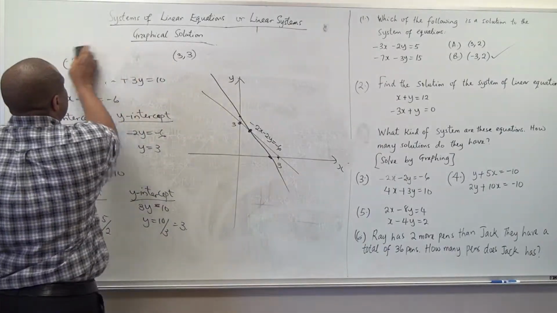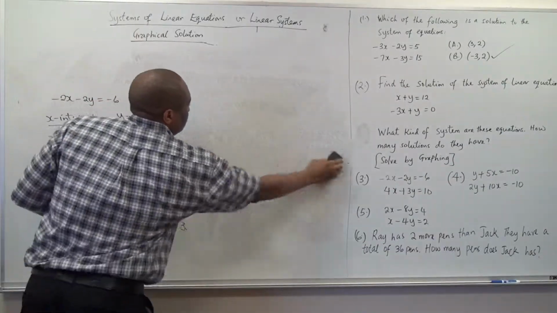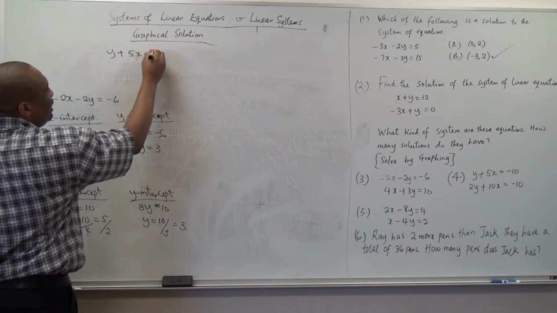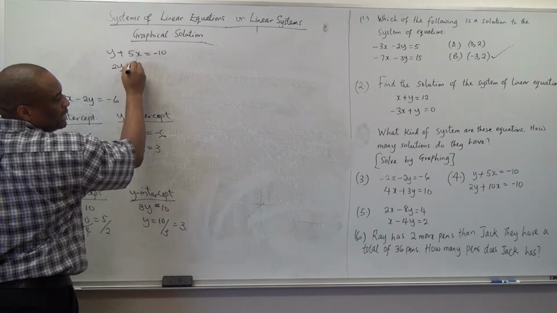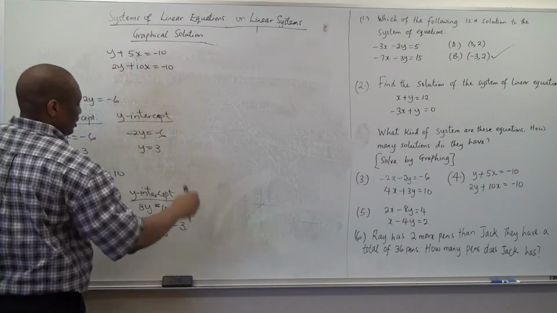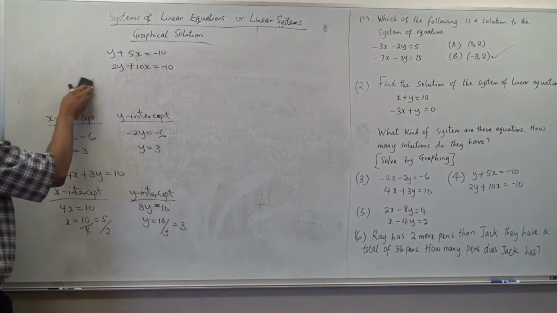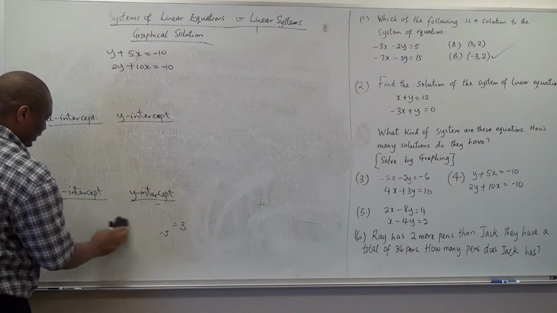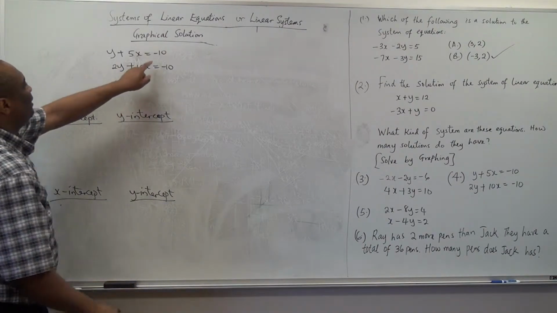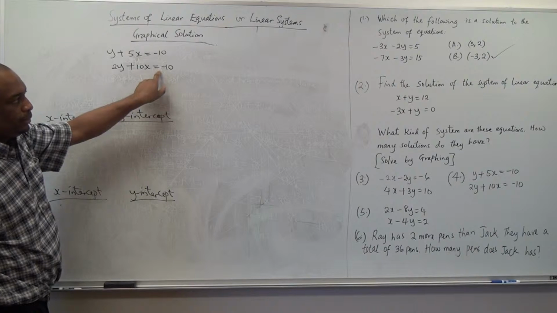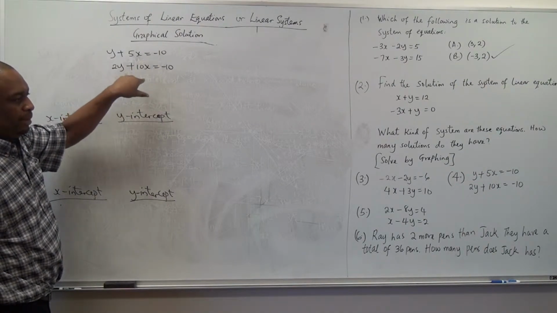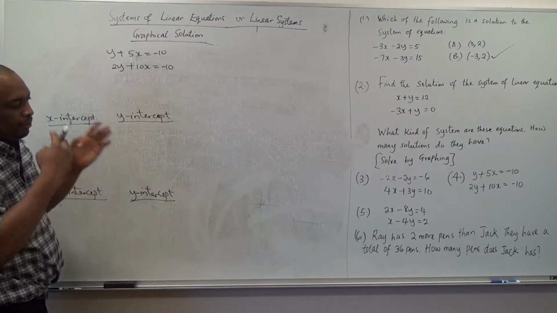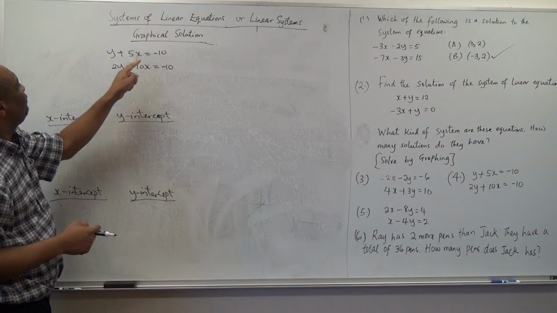Okay, let's go to number 4. Number 4 is y plus 5x equal to negative 10, and 2y plus 10x equal to negative 10. Now, sometimes you can find this out without even solving it. If you look at this, everything gives you negative 10, so there's a problem. It's either going to result in no solution. From the way you look at it, these two things gave you negative 10.